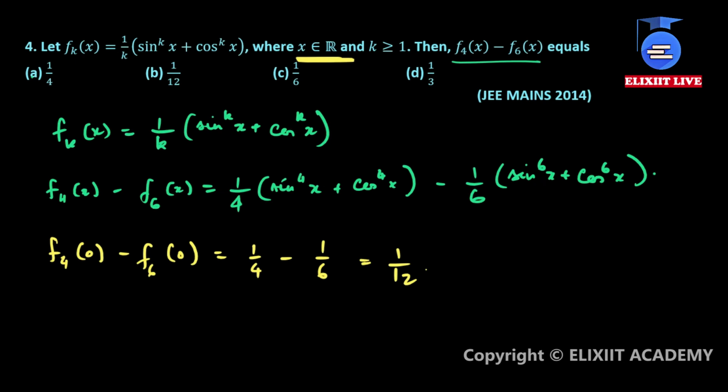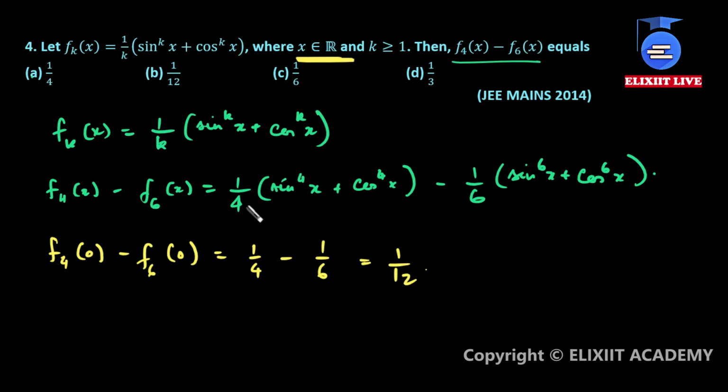Otherwise, you would have expanded this particular thing, sin to the power 6x, cos to the power 6x. You would have to expand this, maybe use the a cube plus b cube formula, or maybe express this expression in some whole square form. It may be difficult in that case.